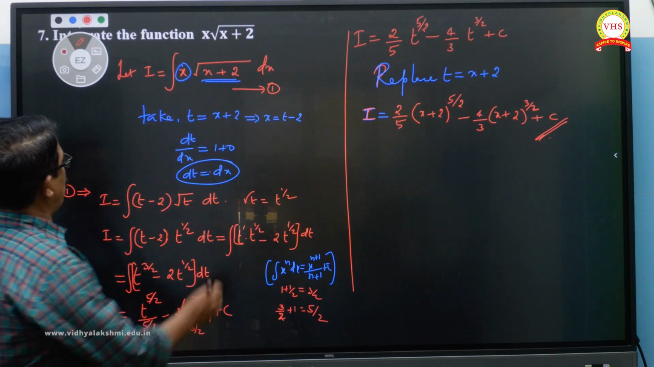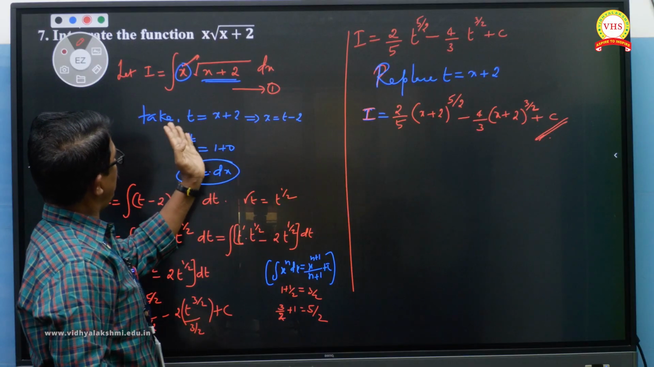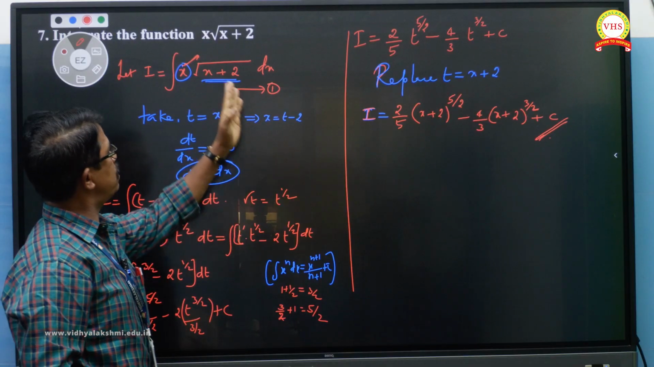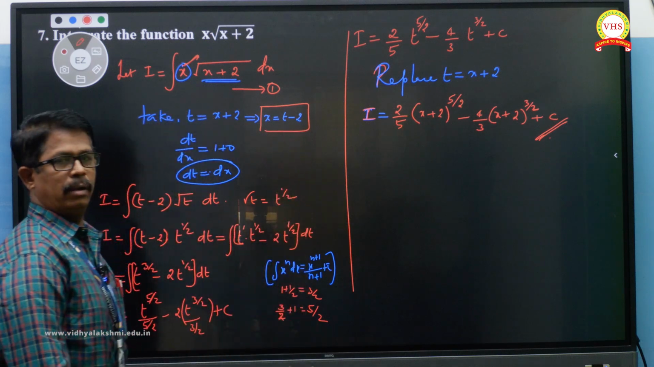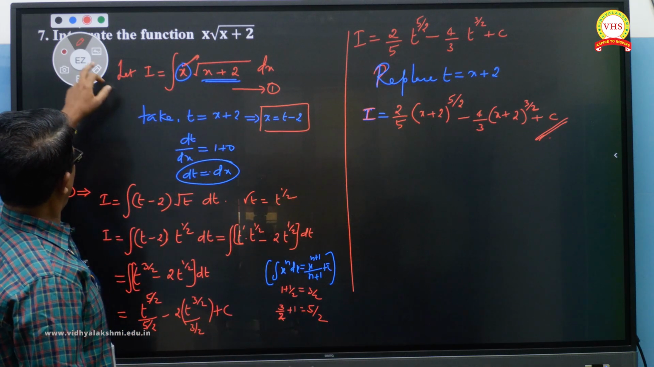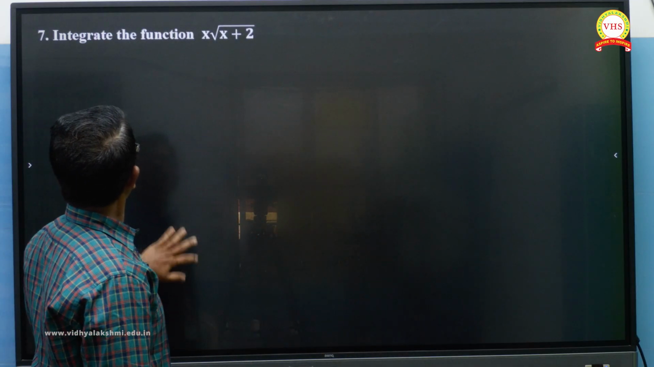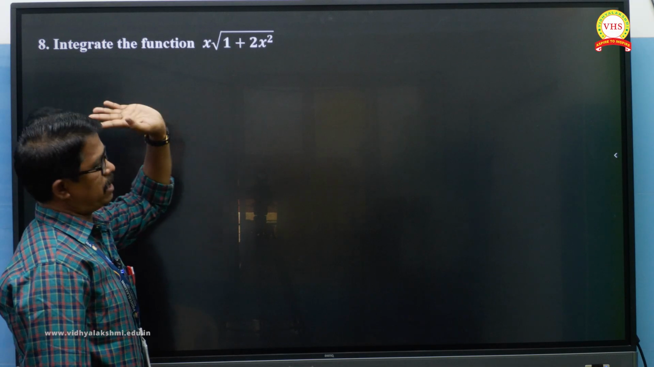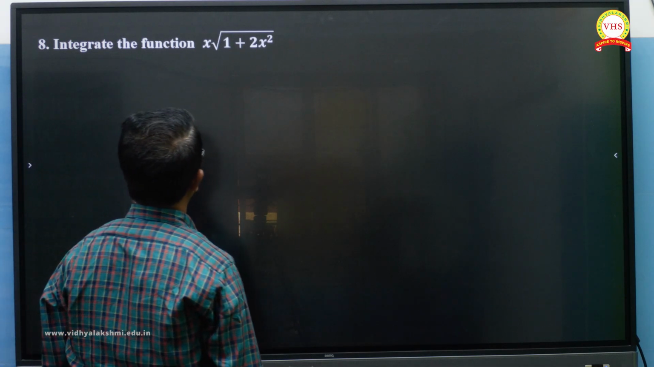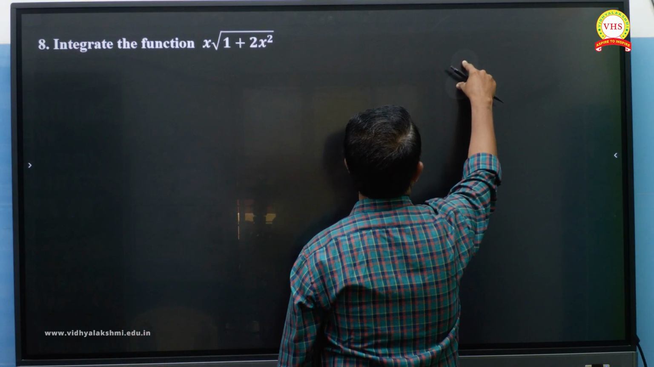So be alert when you get such a function, with multiplication of x outside or within the square root, whatever it is, you should assign the value of t parallelly to that variable. Okay, now we'll move on to question number 8. Question number 8 has the same ideology, but x square outside. Let's see the integration.